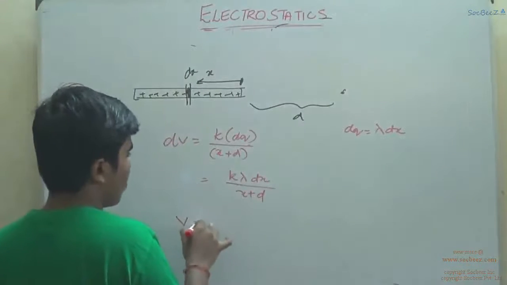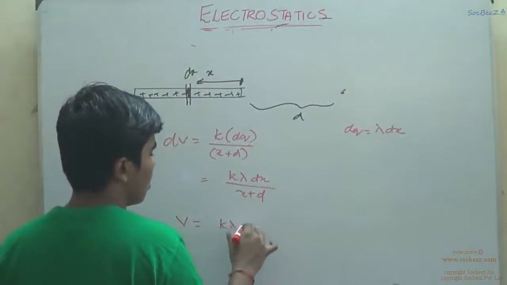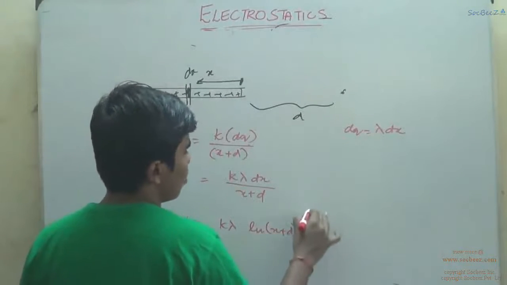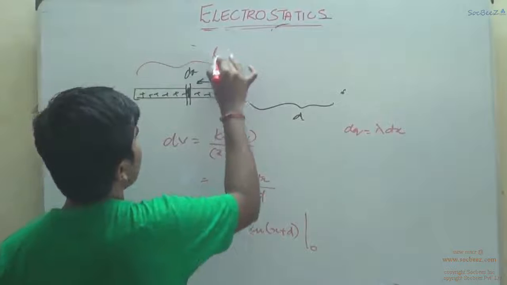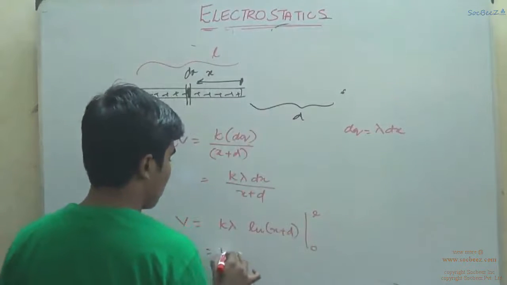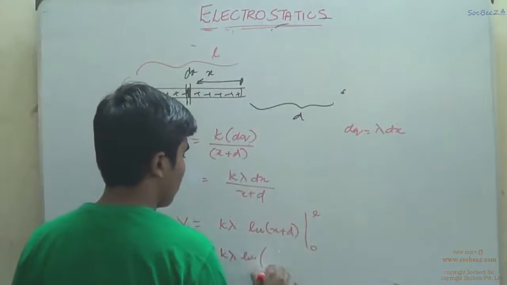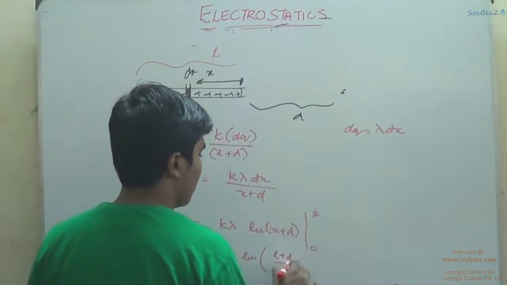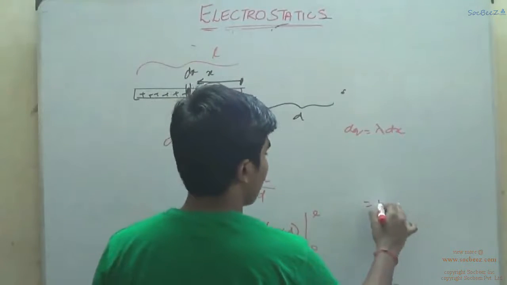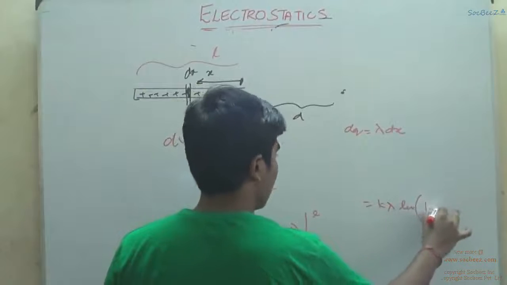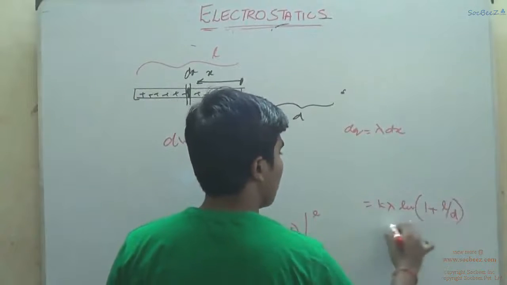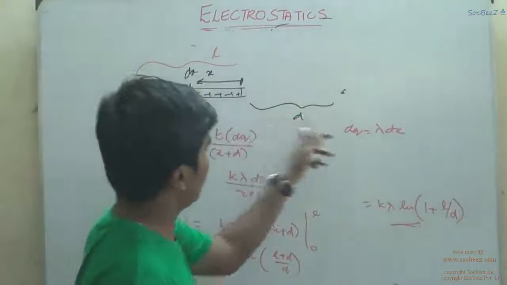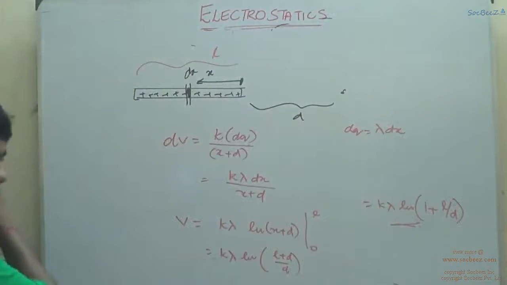Now integrating it, I would get limits as 0 to L, where this length is L. So this is equal to k lambda ln of (L plus d) by d. So this is the electric potential at a point which is at a distance d from the rod.